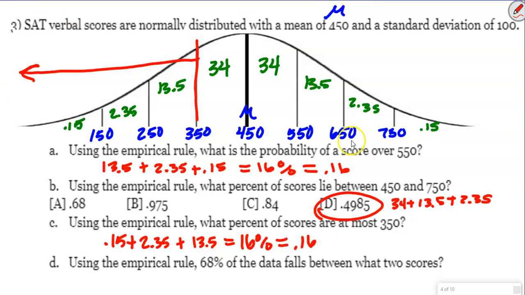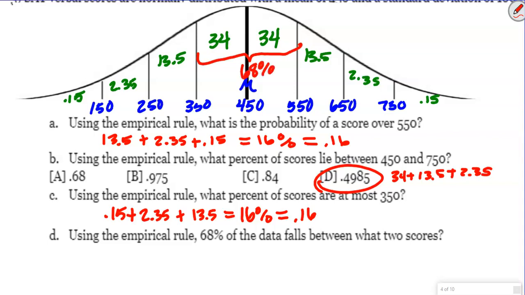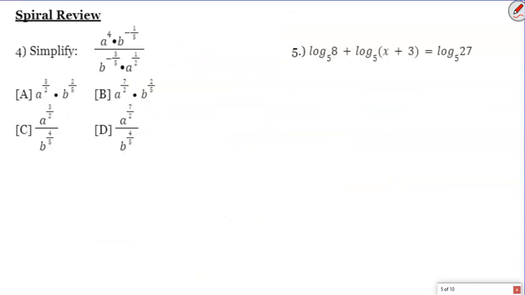Then using the empirical rule, it says what two values do the 68% fall between? Okay, so once again, if we have that 34 and that 34, isn't that 68%? So that's within one standard deviation of our mean, right? So that and that are 68%, right? So that means we're between 350 to what? 550, right, y'all?